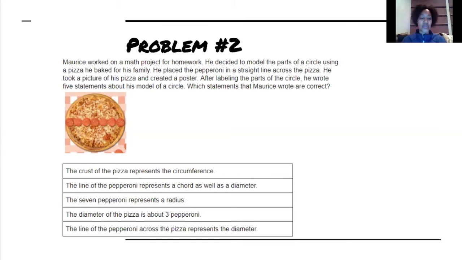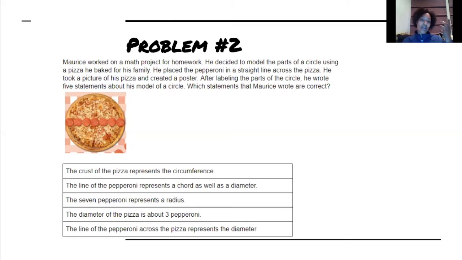Which statements do we think are true? Let's read them all first. The first one, the crust of the pizza represents the circumference. The line of the pepperoni represent a chord as well as a diameter. The 7 pepperoni represents a radius. The diameter of the pizza is about 3 pepperoni. And the last choice, the line of the pepperoni across the pizza represents the diameter.